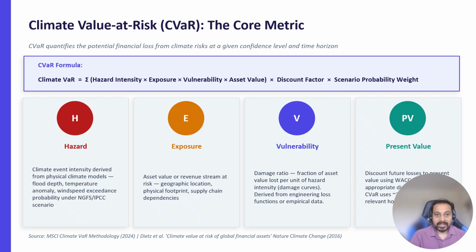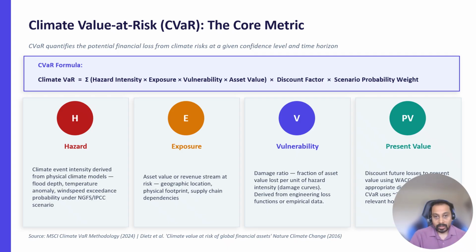Then the third one is vulnerability, which is basically the damage ratio. So what fraction of the exposed asset value is actually lost when a given hazard event occurs. This is derived from depth-damage curves for floods, for example, which are engineering functions that relate flood depth in centimeters to the fraction of the building's value that is damaged. These are not guesses; they are empirically calibrated from actual insurance loss data across thousands of claims.